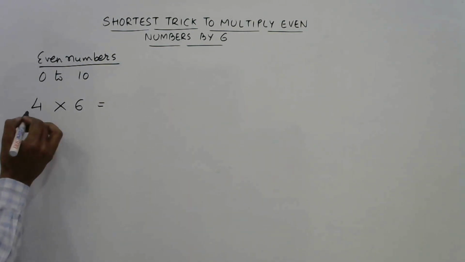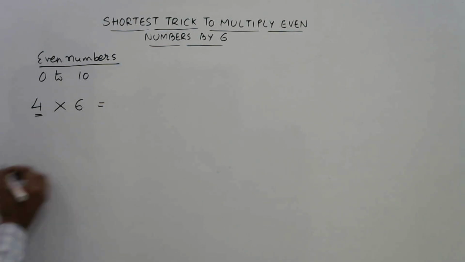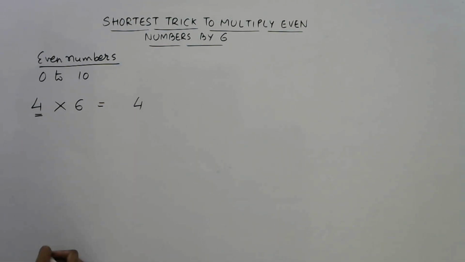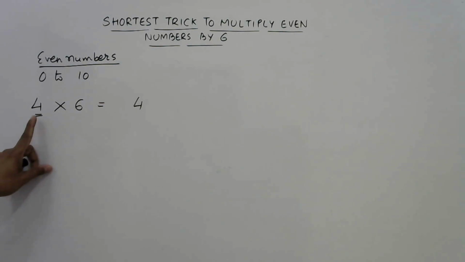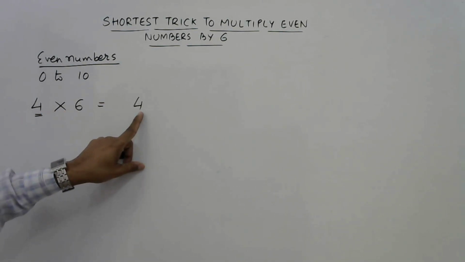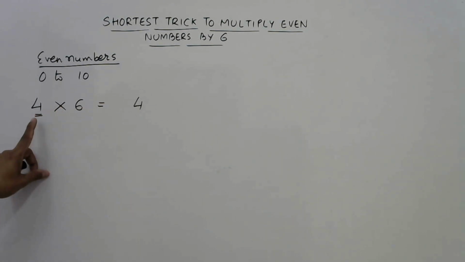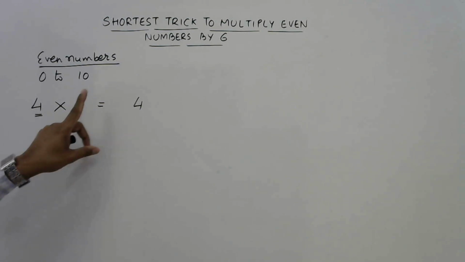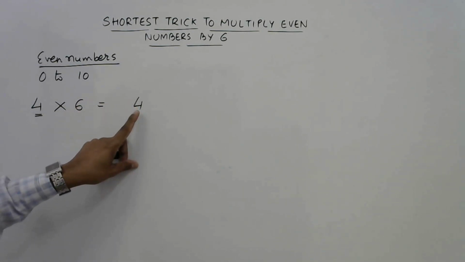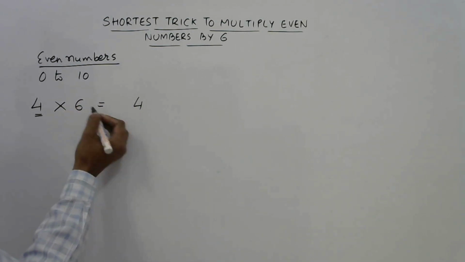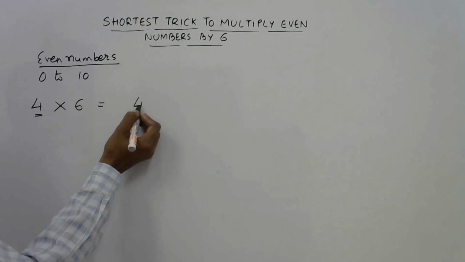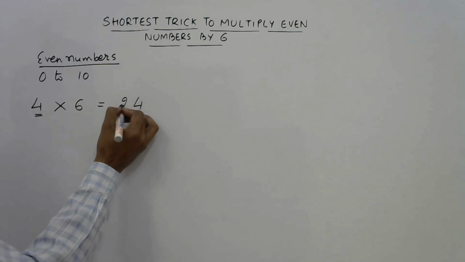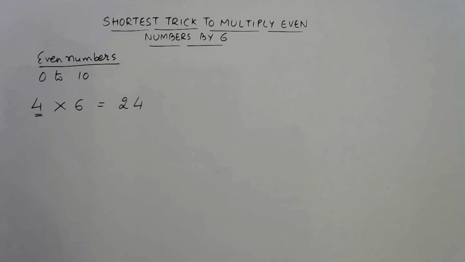See, this number is 4, so our unit digit will be 4 itself. Whenever you multiply an even number by 6, you will have the same number at the unit place which is there in this number. So multiplying 4 by 6 will give you a number which ends with 4. And next step, what is half of 4? It is 2. So just write 2 here, you get your answer.